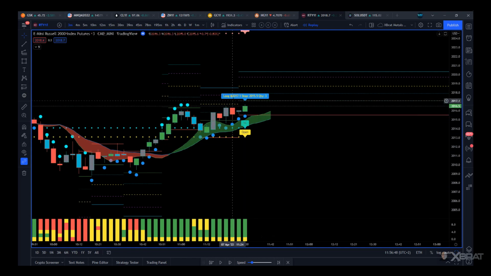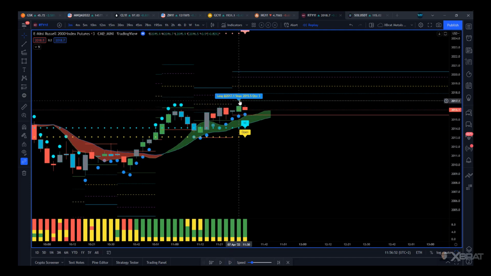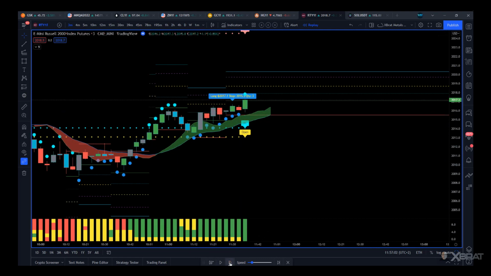We could add at this point. Bias depth heat map, 5 out of 6 again, all good. Hasn't broken the stop yet. If it doesn't break the stop, we could add to the original trade. And there we go. We go in at that point here.